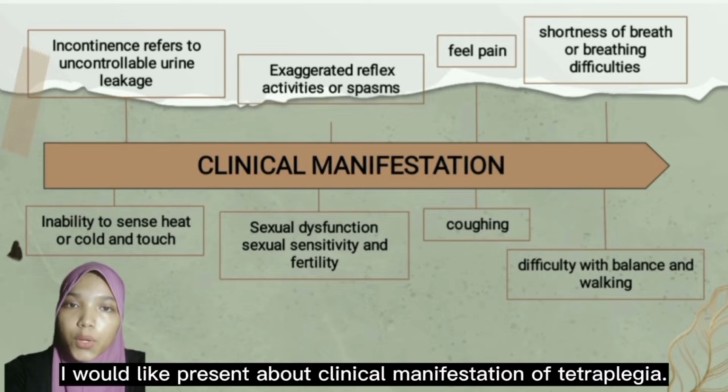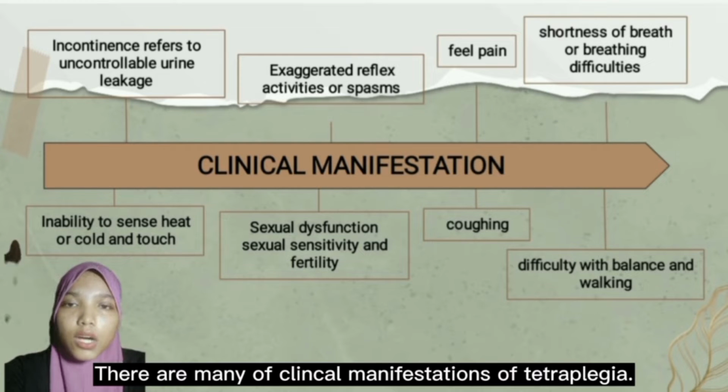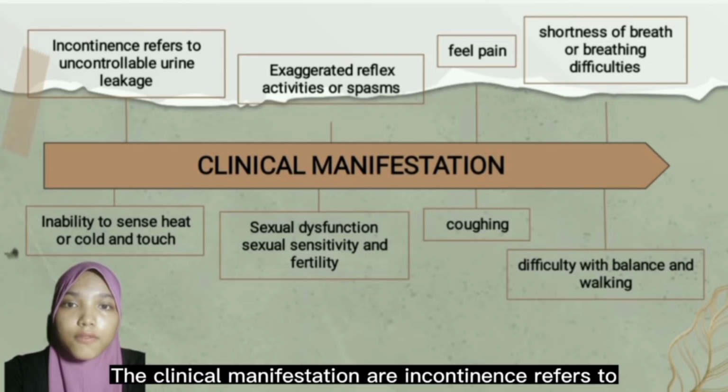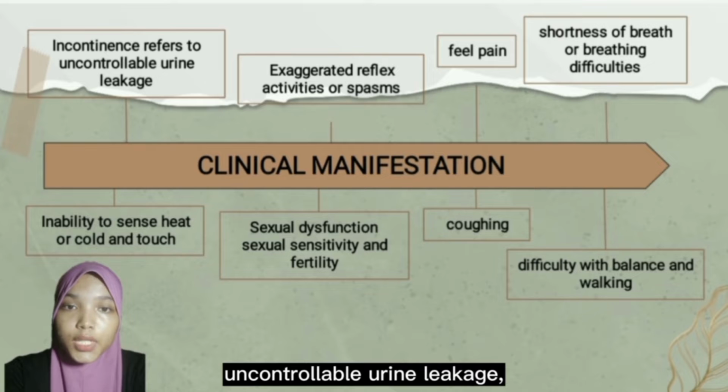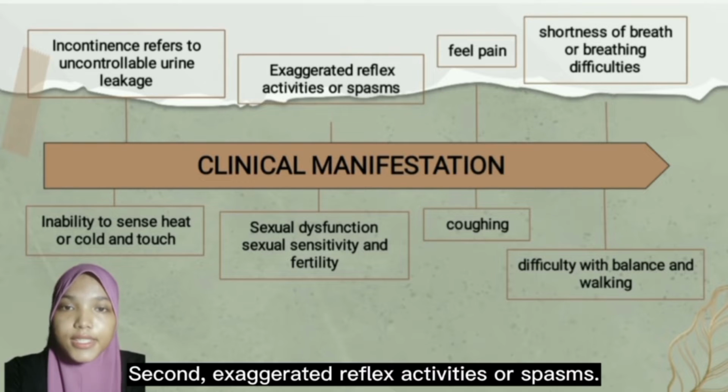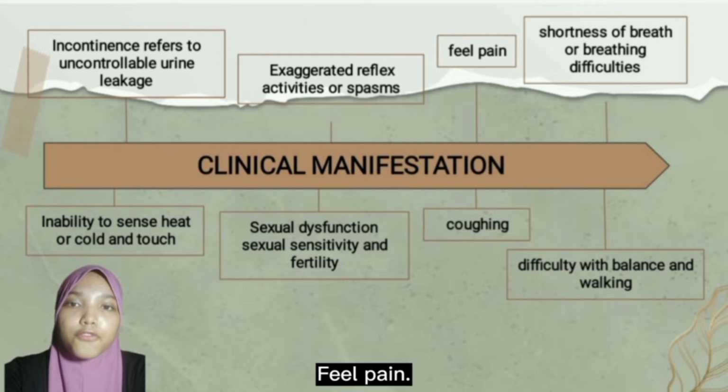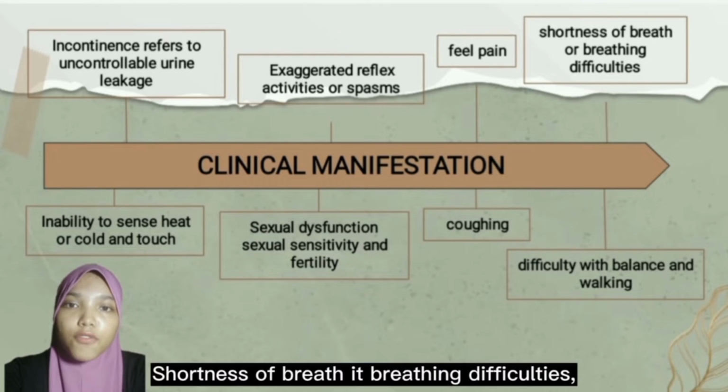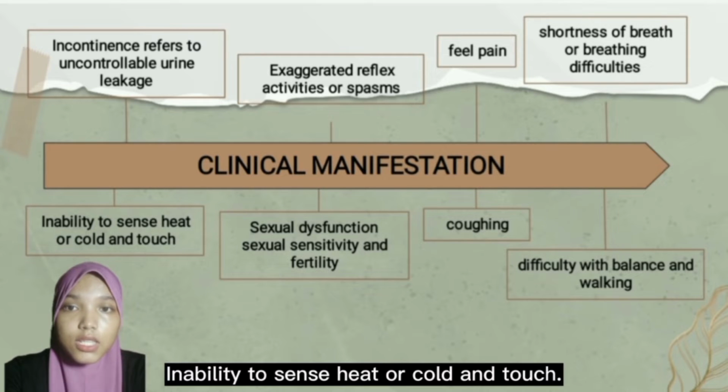I would like to present about the clinical manifestations of tetraplegia. There are many clinical manifestations of tetraplegia. The clinical manifestations are incontinence, referring to uncontrollable urine leakage. Second, exaggerated reflex activities or spasms, pain, shortness of breath, breathing difficulties, and inability to sense heat, cold and touch.